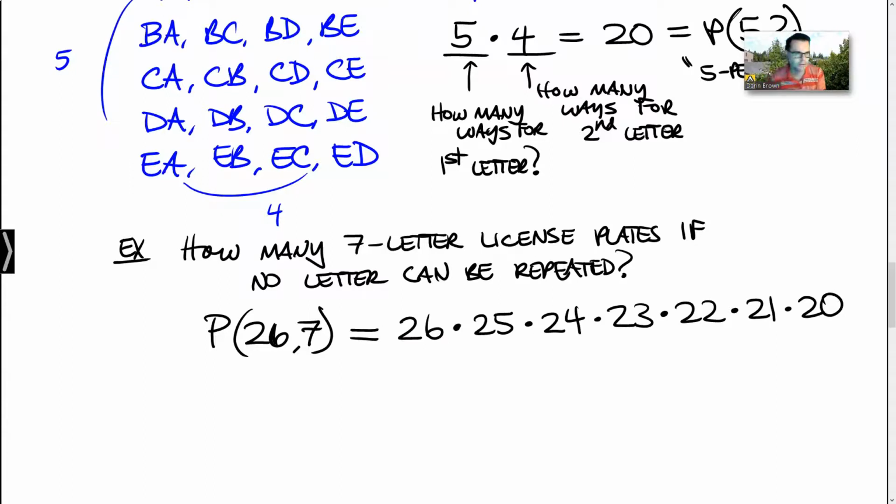Now, what does this turn out to be? This is 3,315,312,000. Pretty big number. So you can see these numbers get kind of big.